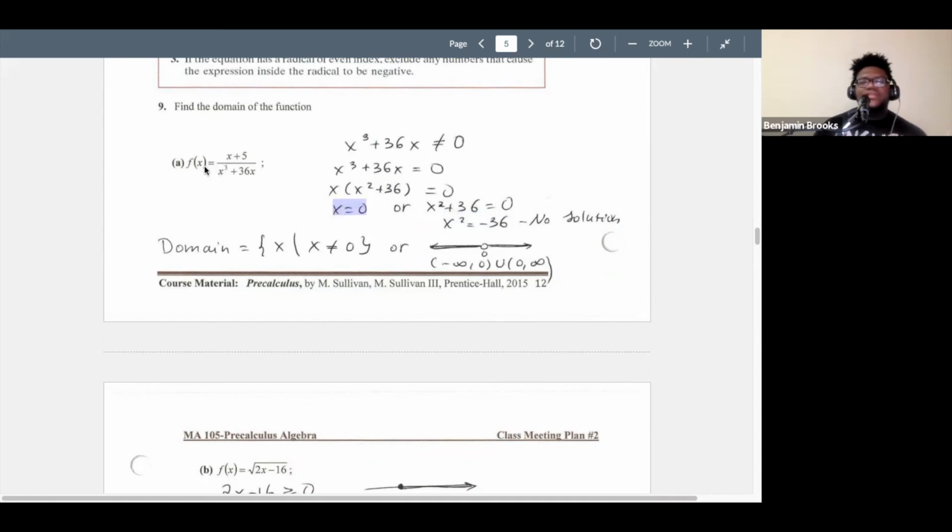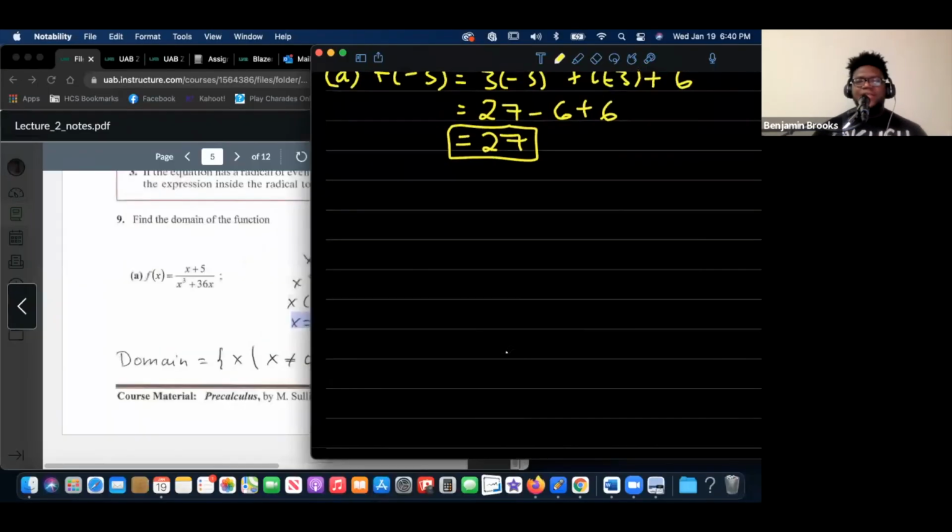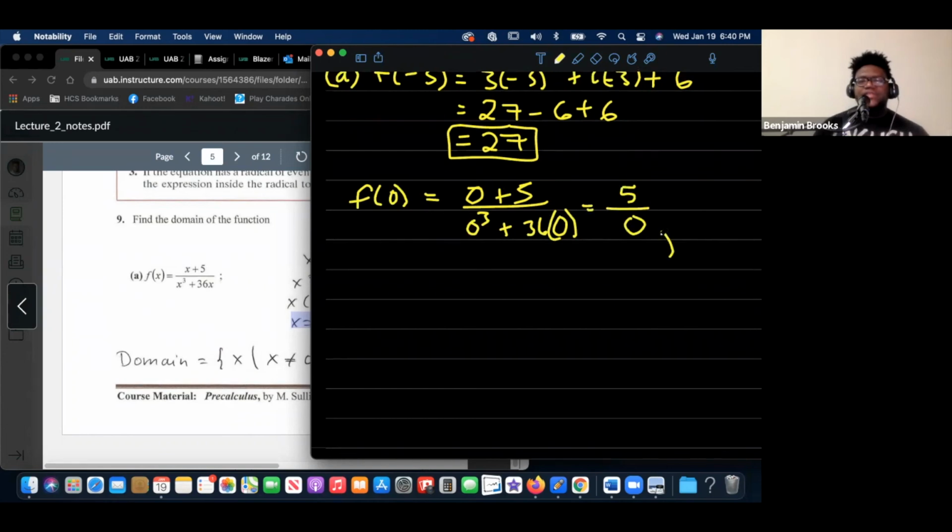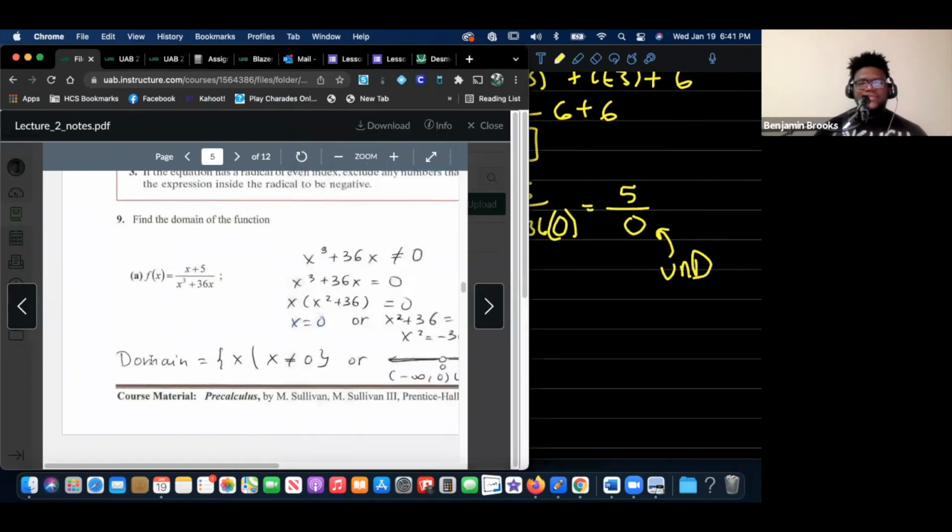In other words, if I plug 0 into this function, and I know I did a lot of talking, but hopefully this will actually make sense now. If I plug 0 into this function, what I'll end up with for f of 0 is 0 plus 5 all over 0 cubed plus 36 times 0, which would give me 5 over 0, which, as we know, is undefined. So basically my domain is everywhere. That's what this denotes. Domain is everywhere except 0 itself.